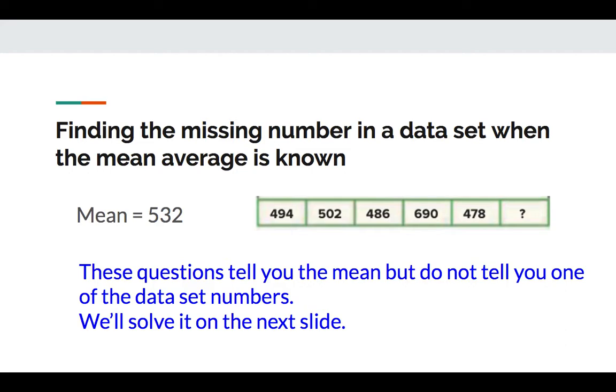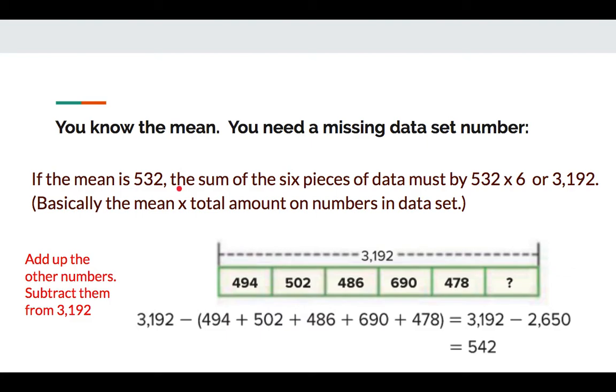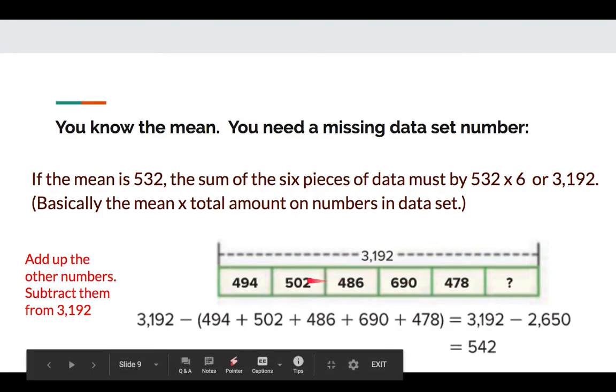This is the harder type of question they'll ask you. This is when the book gives you a mean average. So in this case, I'm telling you the mean of these numbers is 532, and what you're missing is a number from the data set. So if you were to add all these up, and there's 1, 2, 3, 4, 5, 6 of them, so if you were to add up all these numbers and divide by 6, you would get 532 as an answer. So the way you solve these is you take the mean that they give you and you times it by the number of numbers in the data set, in this case 6.